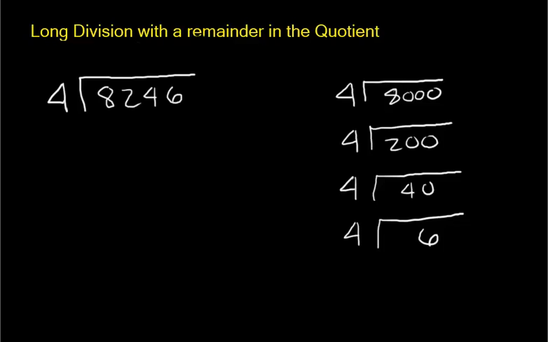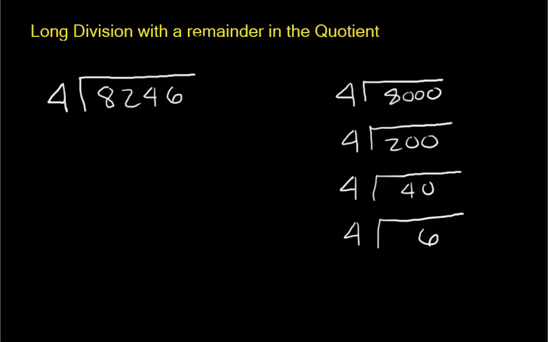So I'm going to give you a minute or so to do this problem, and I want you to follow the algorithm just like we do in long division, and then now you know how to deal with that remainder. So let's look at how we're going to express that at the end. So I'm going to give you 1 minute and go.